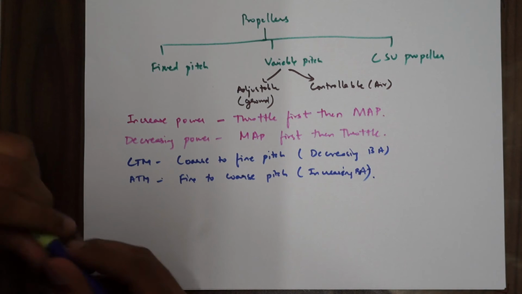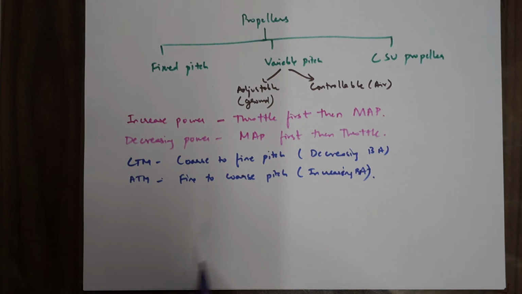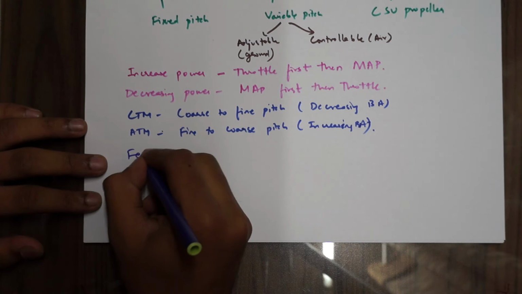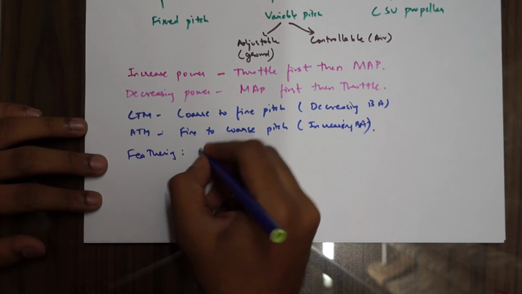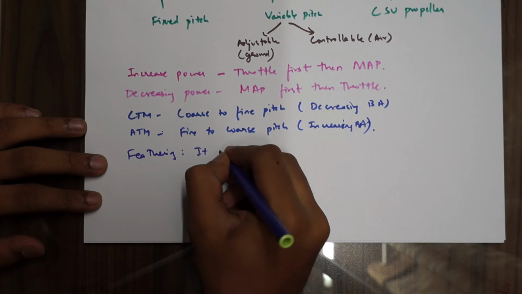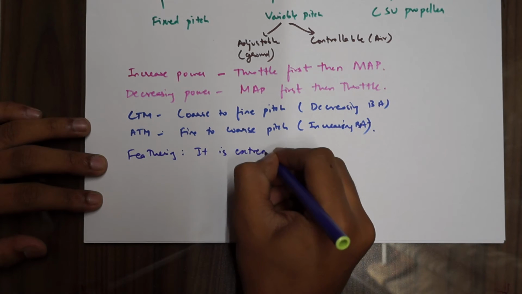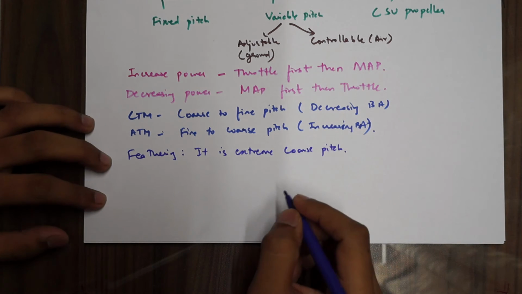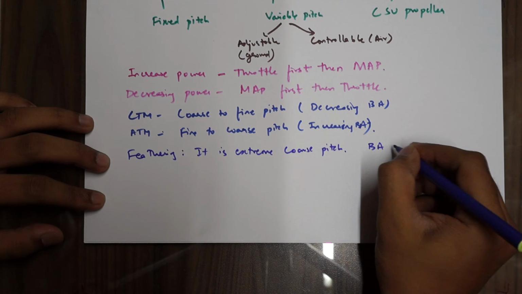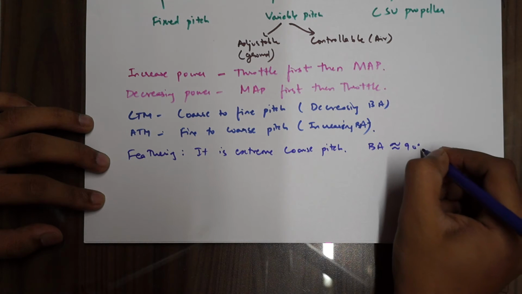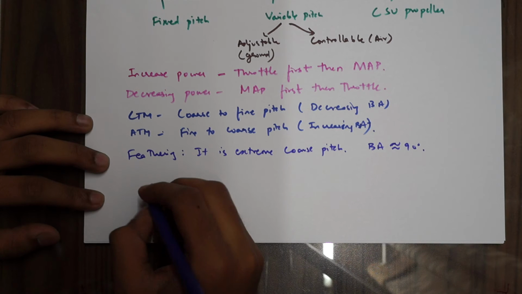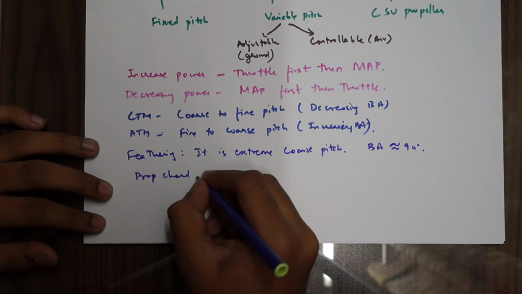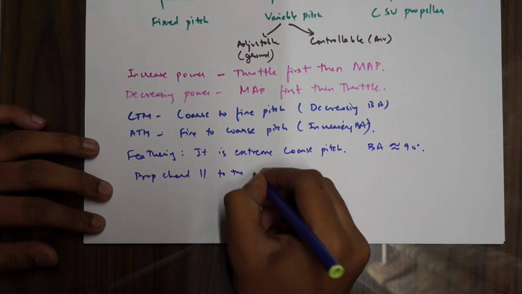And now we'll discuss what is feathering. There's a concept called feathering. You feather the prop. Okay, so feathering, it is extreme coarse pitch. Okay, blade angle almost 90 degrees to the airflow, and the prop chord is parallel to the airflow.